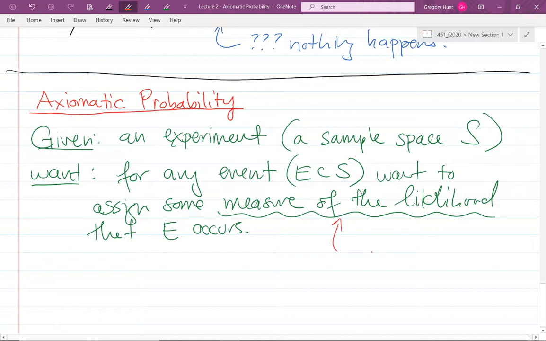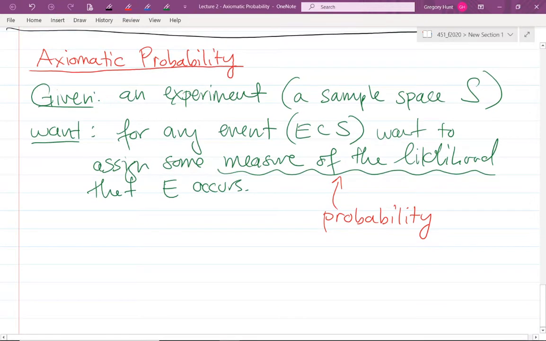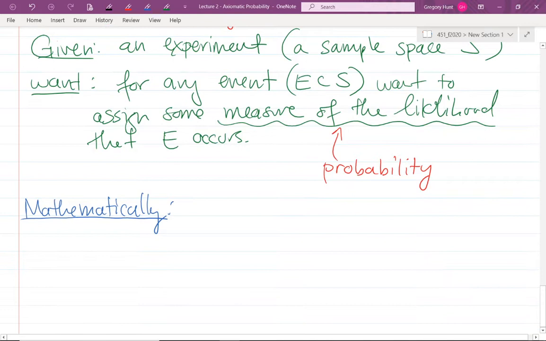And of course, we call this measure of the likelihood a probability. And this word measure is quite loaded. If you take a graduate level probability class, it's just called measure theory. So mathematically, of course, this is a math class, so we want to, for each event, and that's a subset of my sample space, assign a probability.